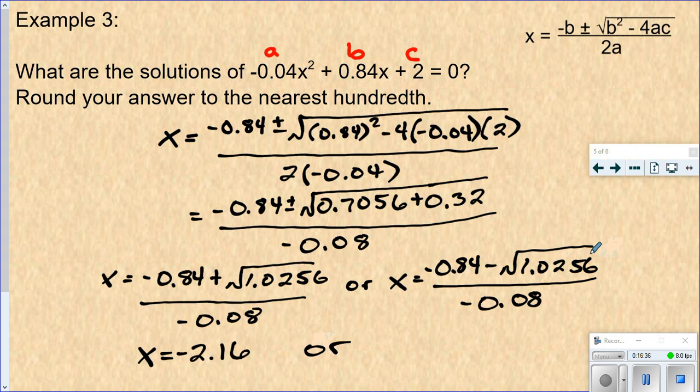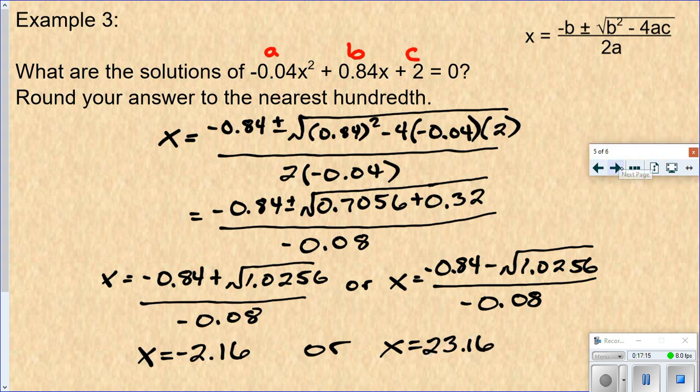And so similarly over here, so here's how I did this. I know that negative minus a number, you're going to have to add those together. So I took the square root of 1.0256. I added the 8400s to it, and then you can make that negative, and then divide by negative 0.08, and negative divided by negative gives you a positive. So this comes out to 23 and 1600 after you round it. All right.